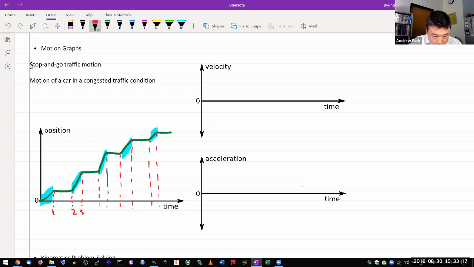1, 2, 3, 4, 5, 6, 7, 8, 9. I shouldn't have done so many. So 1, 2, 3, 4, 5, 6, 7, 8, 9. Okay. And I'll probably need that for acceleration too. So let me do that. 1, 2, 3, 4, 5, 6, 7, 8, 9.